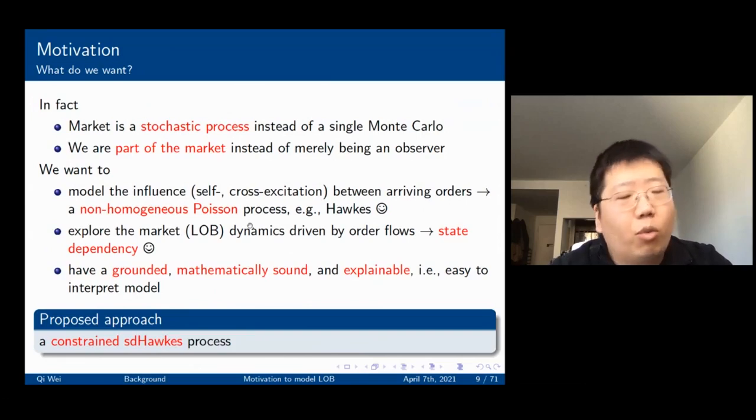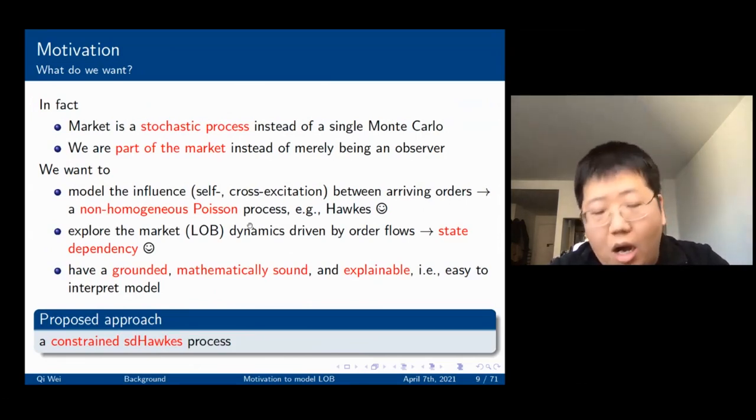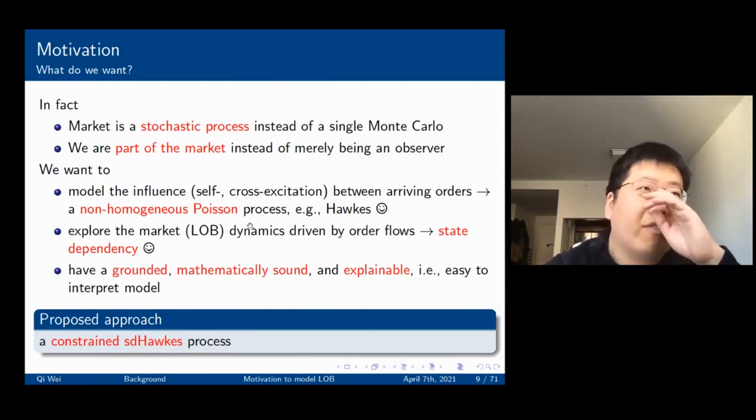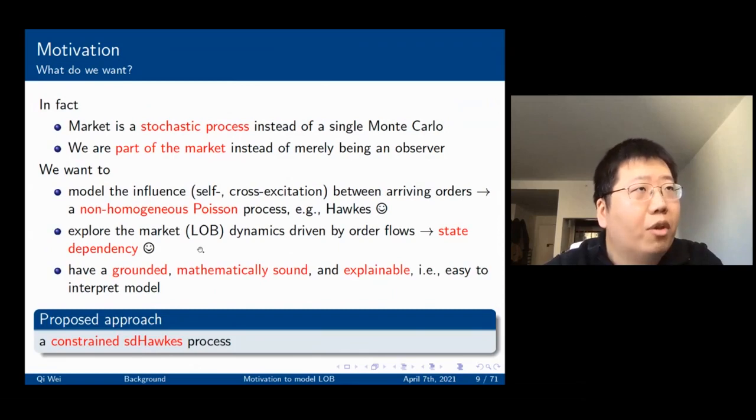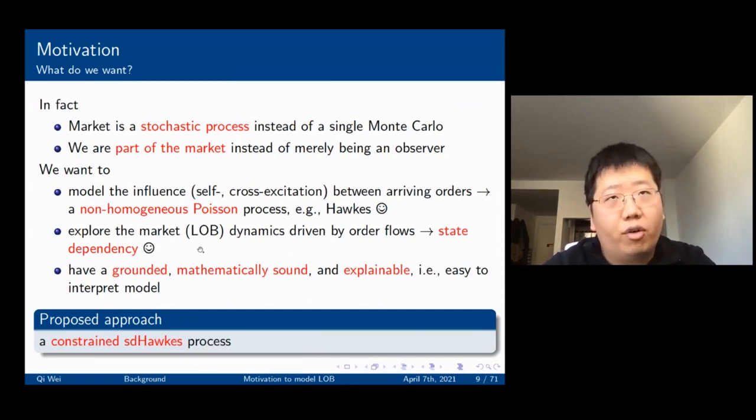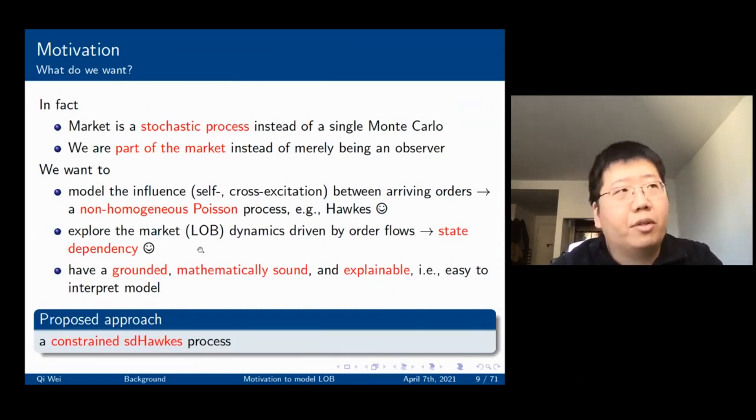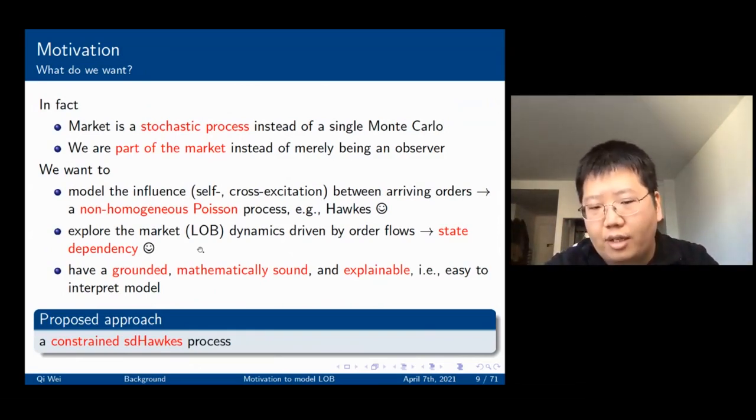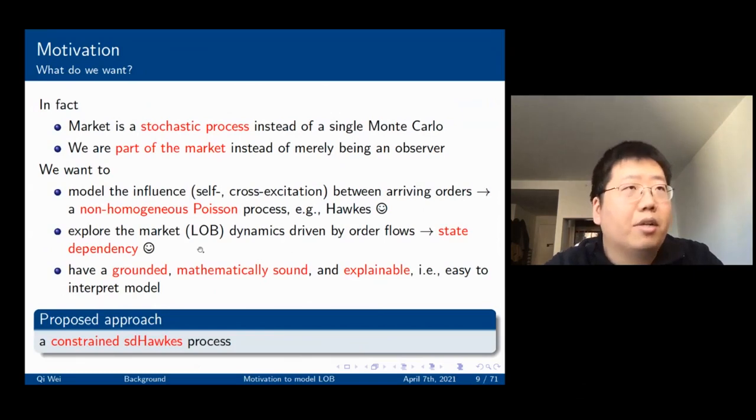That means we cannot use a homogeneous Poisson process. We need to use a non-homogeneous Poisson process, which means the intensity is excited, changed, or triggered by the events, the arriving orders. And we want to explore the market dynamics driven by the order flows. When I mention market dynamics, you can think of anything related to the market, not to the orders, like the current spread, or order flow imbalance, something like that.